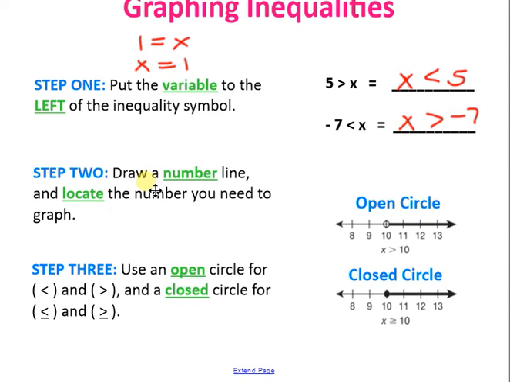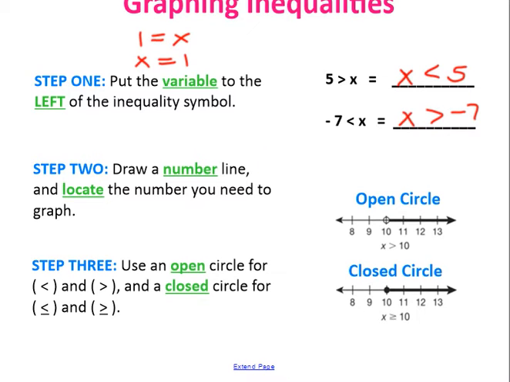Step 2 is you're going to draw a number line and locate the number that you need to graph. Okay, that's usually pretty easy. And a lot of times I'm going to give you the number line. And then you're just going to find the number. And the number will be right here. Step 3 is you're going to determine what type of circle you'll need. You'll see right here that this is an open circle. It's not colored in. And then right here you have a closed circle.